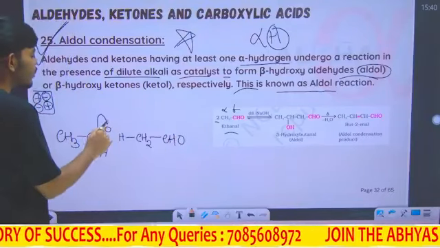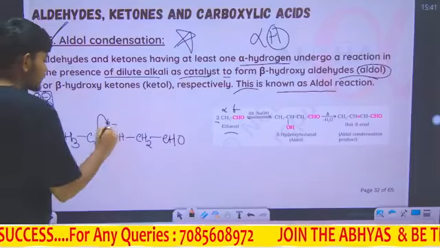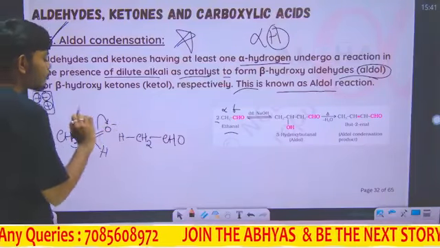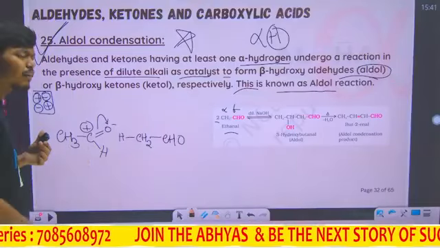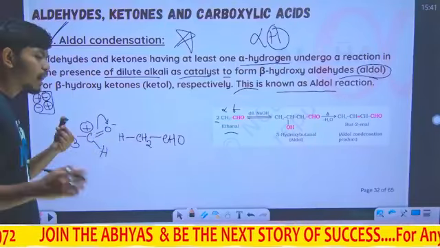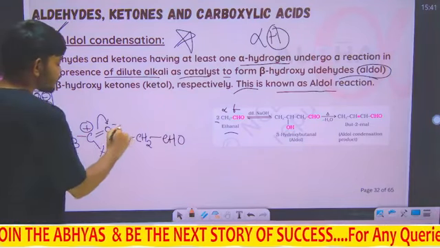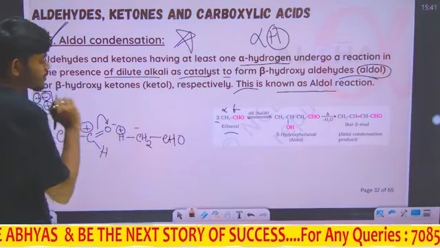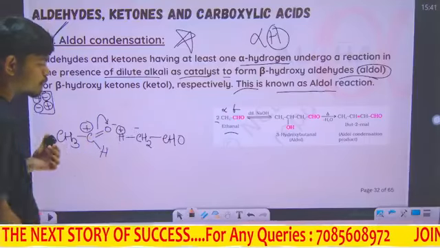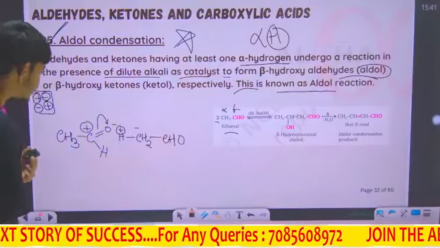So what do we do? Break the bond. Oxygen is electronegative, minus. Carbon gets plus. Hydrogen is highly electropositive and will come out as H plus. Plus attracts minus, minus attracts plus. That's it. The whole condensation reaction is done.